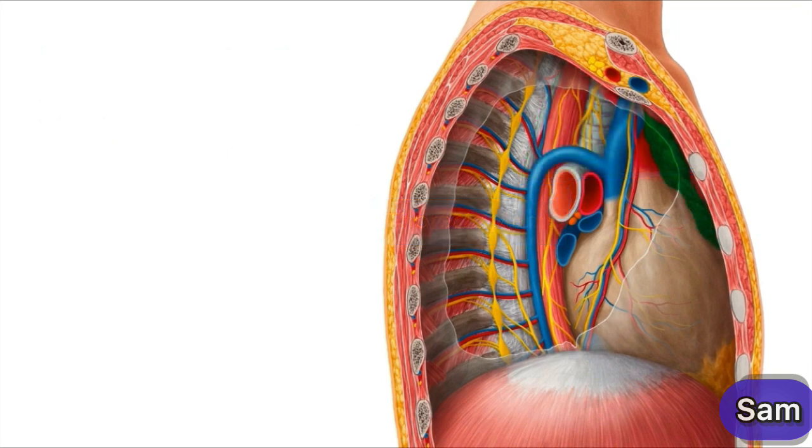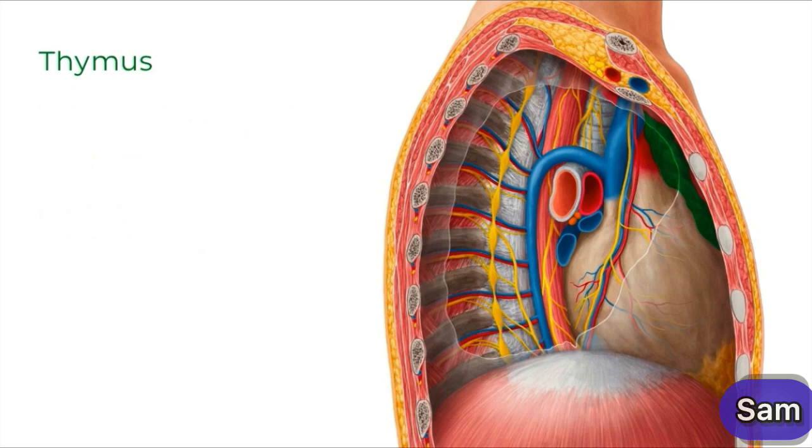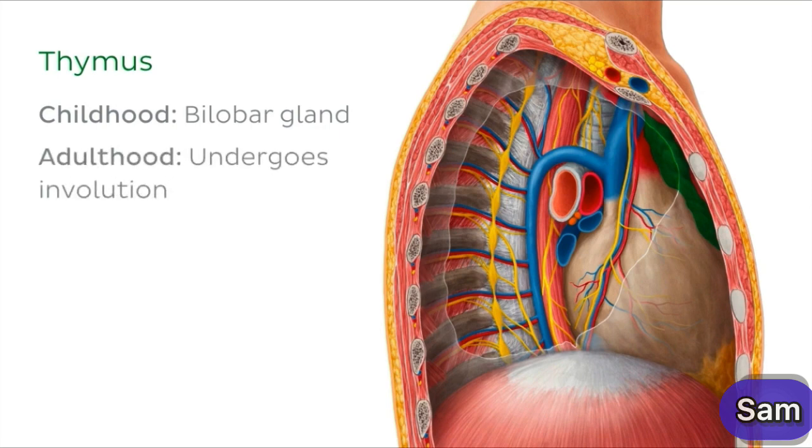First up is this somewhat fatty glandular-looking organ here, which is the thymus, which is one of our primary lymphoid organs. And this means that it's where our body produces our lymphocytes, which work hard to kill off those pesky bacteria and viruses attacking our bodies. When we're younger, the thymus is a flat bilobar gland. However, after puberty, it undergoes a gradual involution, meaning that it shrivels up, and is largely replaced by fat tissue instead.